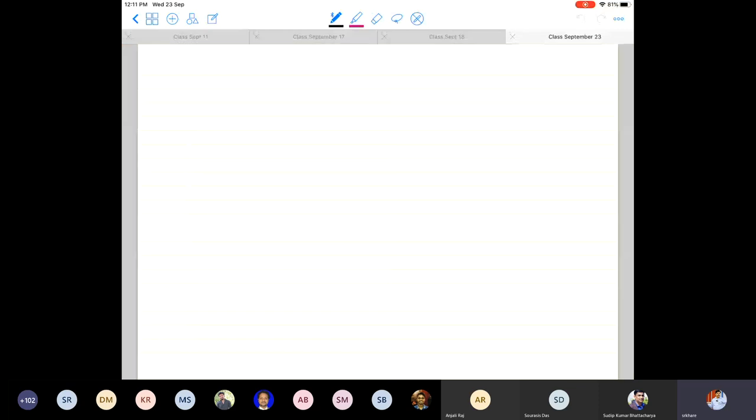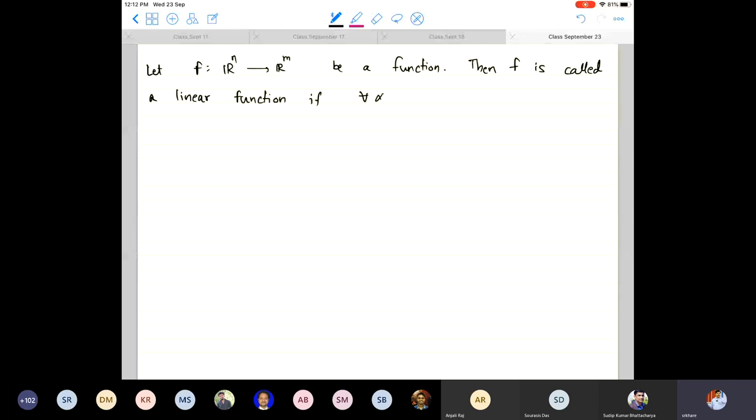So that's what we want to do. So let f from Rn to Rn be a function, then f is called linear. So f is called a linear function if for every alpha, beta belonging to R and x, y belonging to Rn, f of alpha x plus beta y is actually equal to alpha f of x plus beta f of y. If that holds true, then we'll call the function f a linear function. Okay, so that's the definition.